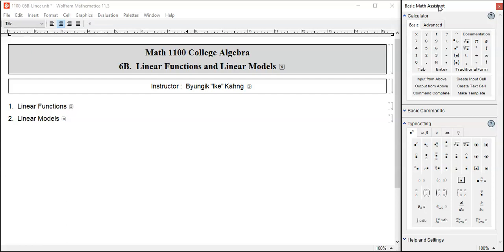So I'll stop here, and let's meet again in Chapter 7, in Module 7, excuse me, where we're going to deal with quadratic functions and quadratic models.